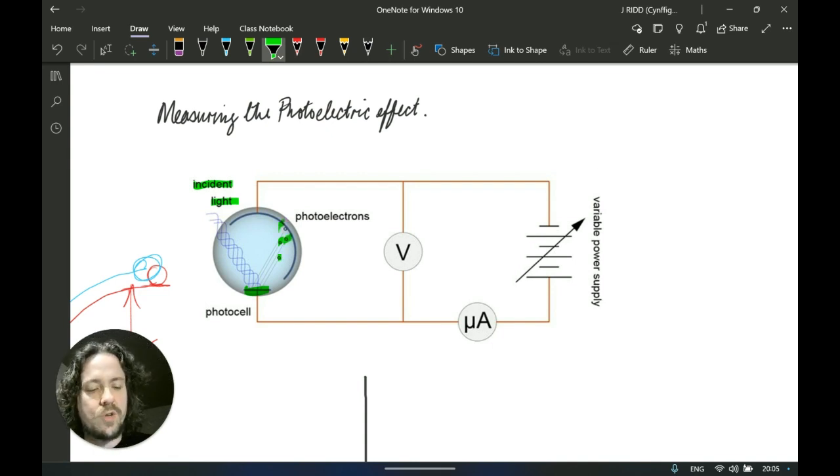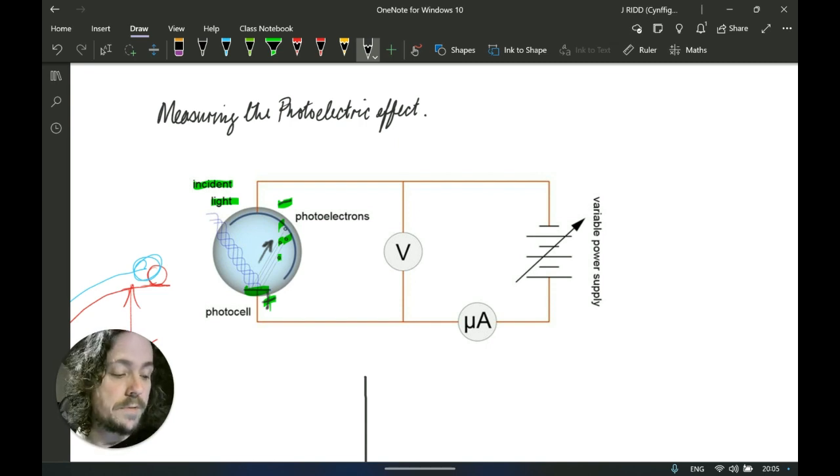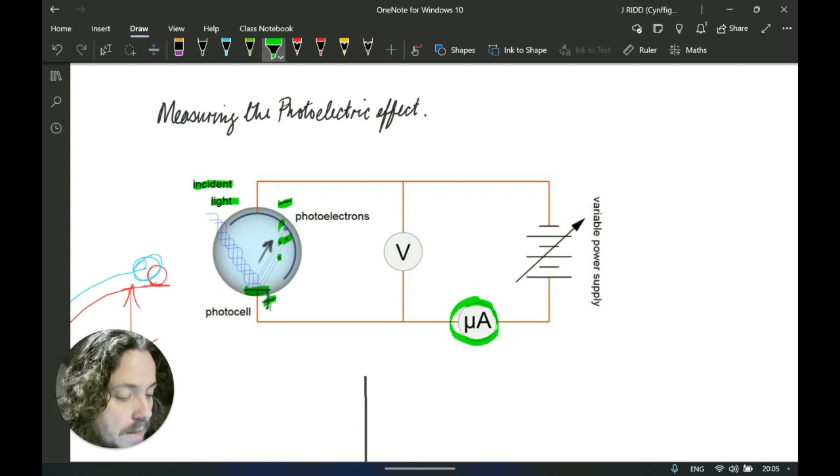Now, they are going to travel from the anode to the cathode. In this case, this will become positive, and this will become negative. Go from anode to cathode. And essentially, because we've got the movement of charge, we've got a small current. And that small current can be measured using our ammeter.